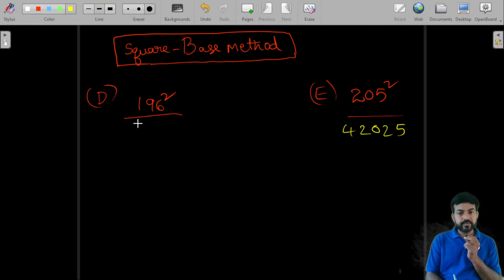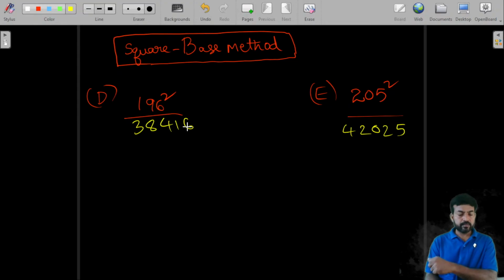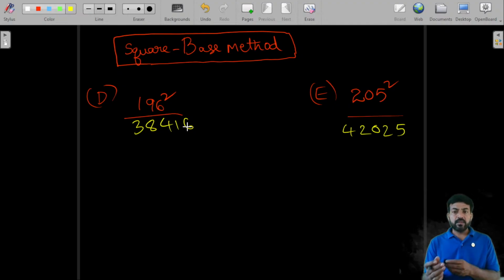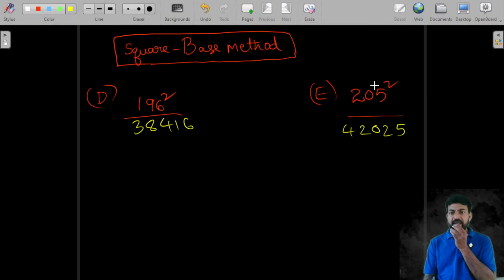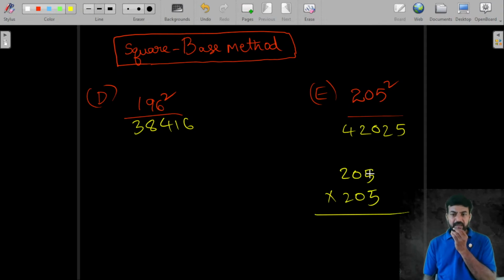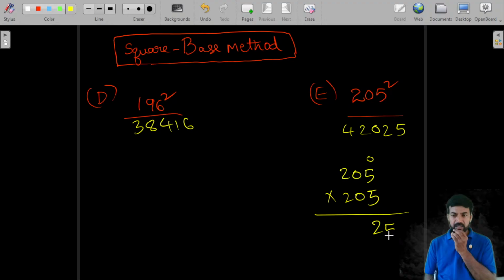Yes. Correct answer. So if you find like this, 205 into 205, you can use another method also. Ones place digits sum to 10, so you can write 25 directly. So use your methods smartly.